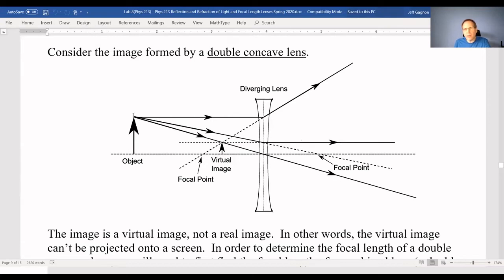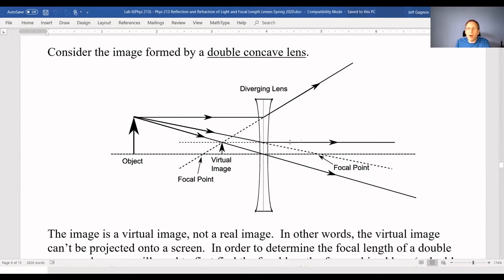And this one's a little more confusing to me. I have to think about this a little bit. The one that would appear to go through the focal point on this side would emerge parallel. I guess that makes sense, because if I came in this way parallel, it'd be refracted in such a way that if you extended it backwards, it would go through this focal point. So if we go from the other way, it's going to emerge parallel.